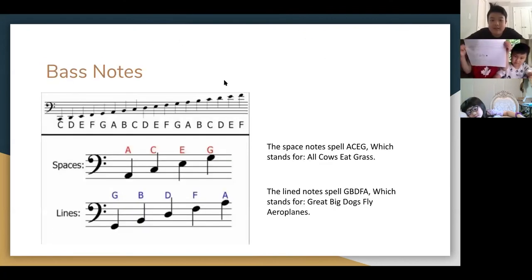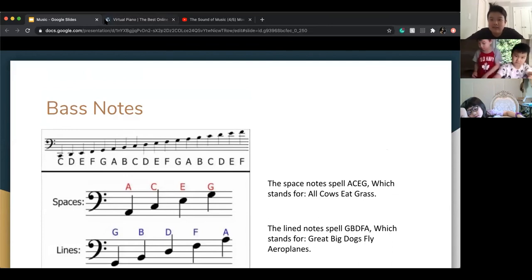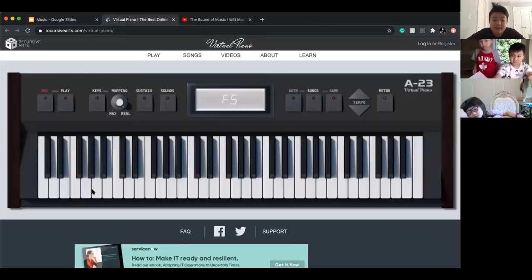Now we're going to go on to the virtual piano. It's not very good, but you can basically know what it would sound like. Can you guys say it? What is the first note for the space notes? F. No, the space notes, remember. A, C. That's correct. E.